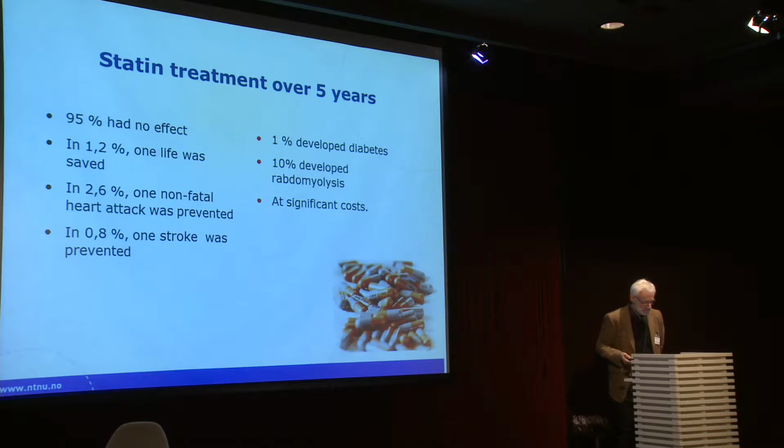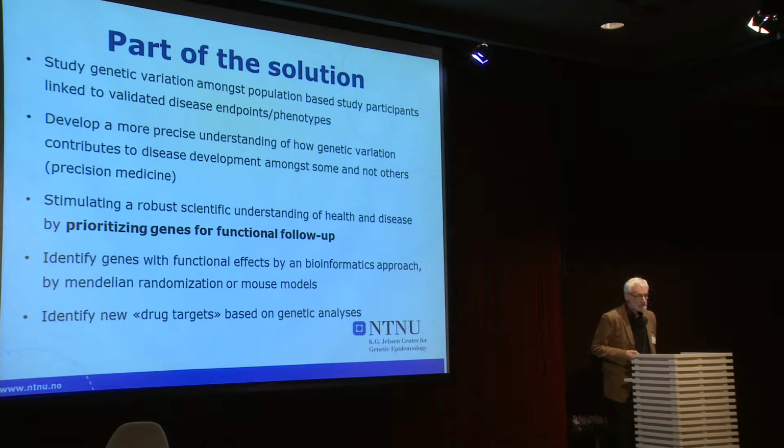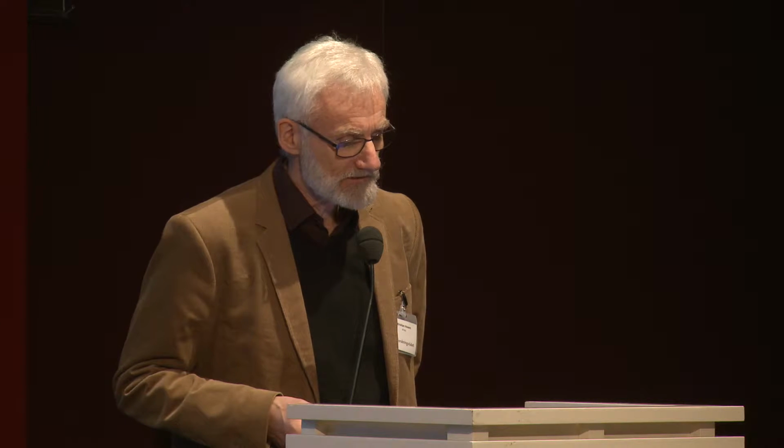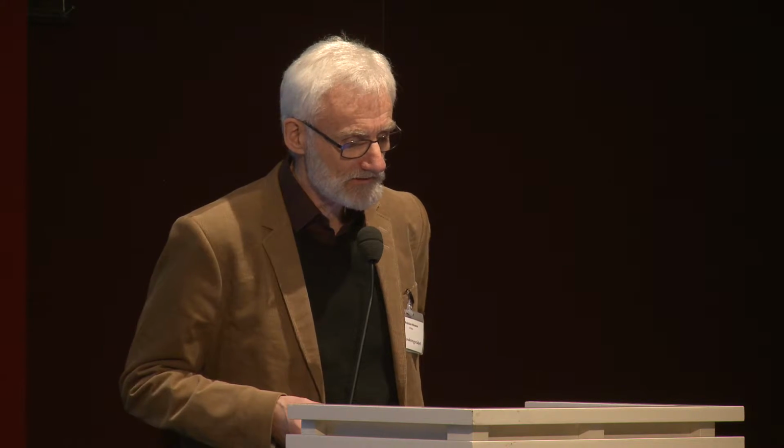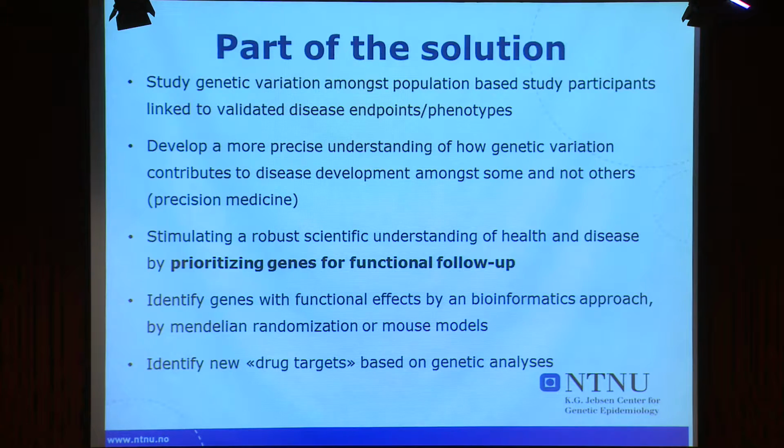So I'm saying all this because I think we have part of the solution. If we can study genetic variation amongst population-based study participants and link this to these different disease endpoints and phenotypes, we might be able to predict upfront who shall be treated and who shall not be treated, and who will have the more serious side effects and who will not. So we should develop a more precise understanding of how genetic variation contributes to disease development amongst some and not amongst others. This is how I would define precision medicine.